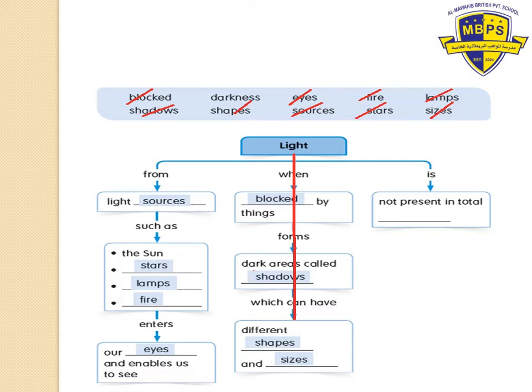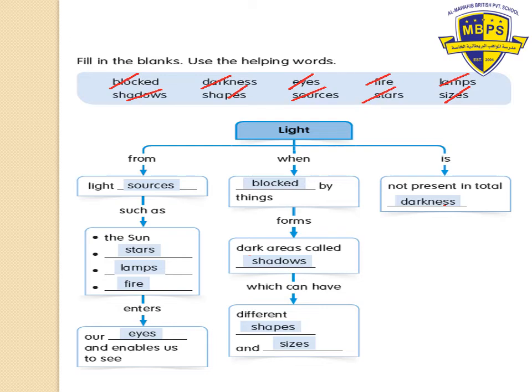Shapes and size. What about the color? The color will be black. Very good. Write it with a nice handwriting. Excellent, grade 1. Last space now. Light not present at all, totally. Darkness. Very good. So if I have darkness, that means no light.